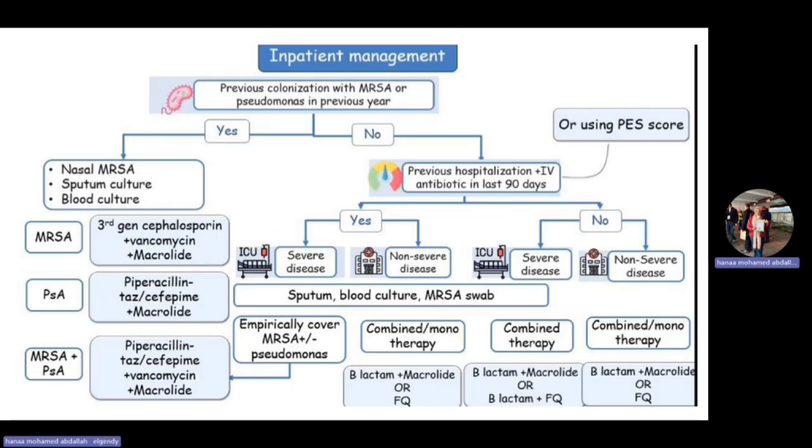if we have patients who have no previous colonization with MRSA or Pseudomonas in the previous year, and no previous hospitalization or IV antibiotic in the last 90 days, and this patient has non-severe disease, so we can start with combined or monotherapy. Combined therapy, which is a beta-lactam, macrolides, or quinolones alone.